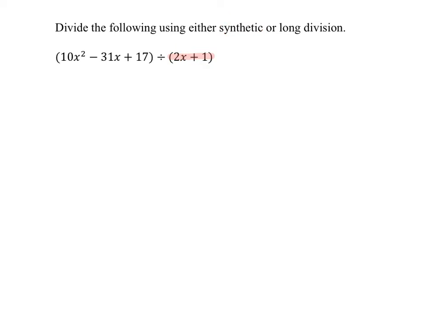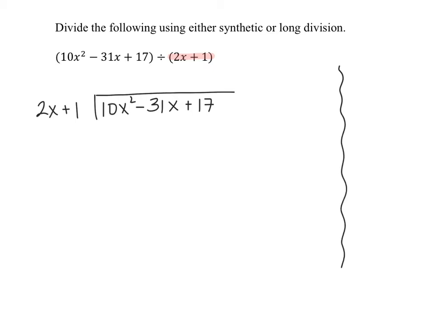We're going to set up our long division just like we would with long division for whole numbers. So we are dividing 2x plus 1 into the quantity 10x squared minus 31x plus 17. And this is polynomial long division, and it is going to follow very closely with long division for whole numbers. So I often like to work through a little example here off to the side. An example of long division with whole numbers, which I know for many of you, you may not have done long division in many years by hand.